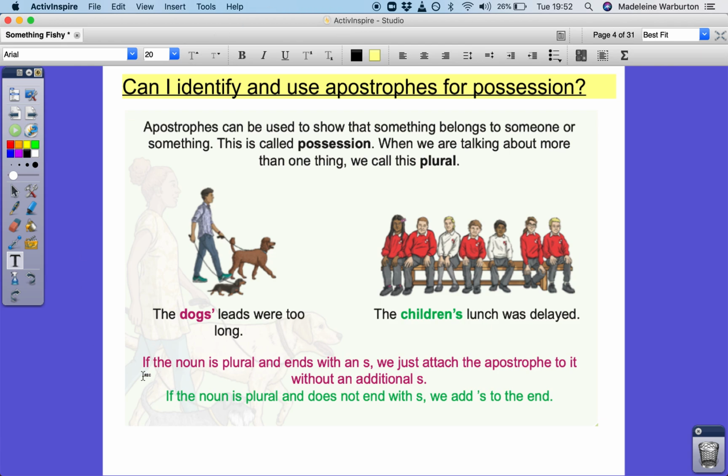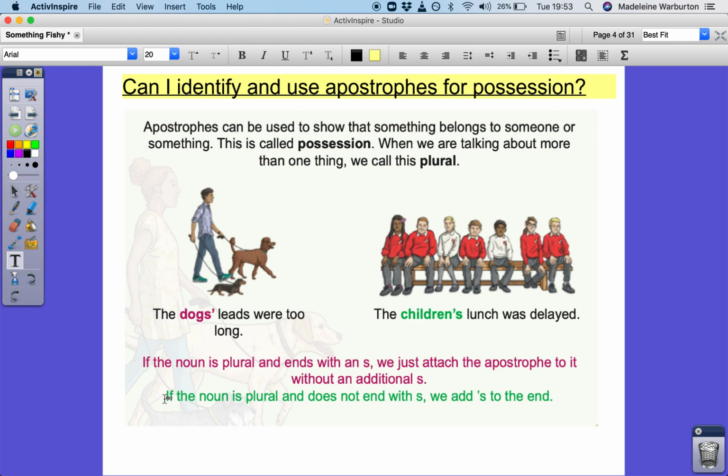So if the noun is a plural, so if it means more than one, like dogs, and ends with an S, we attach the apostrophe to it without an additional S. So the dogs' leads were too long. We're talking about more than one dog. The leads belong to the dog, but we've got more than one.